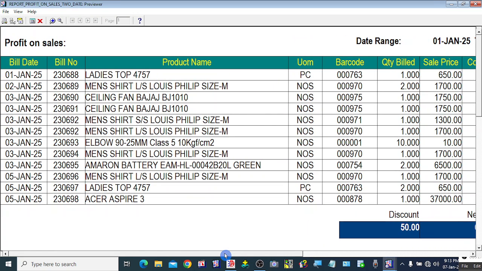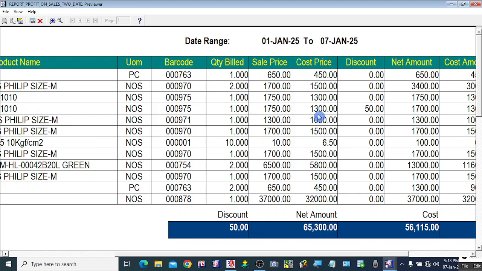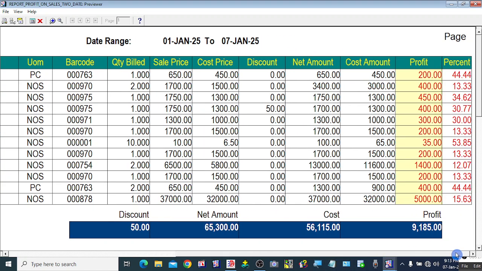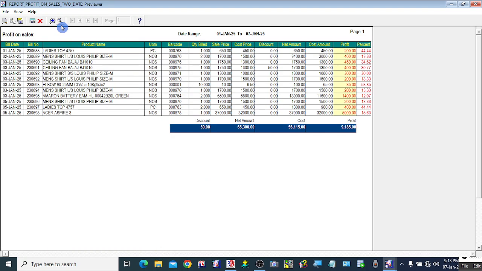The product number, bill number, quantity we have sold, what is the sale price, what is the cost price, how much profit we have earned against each bill and each product, that we can see in this report. At the same time, what is the profit percentage, and down below we can see the net amount of this sales, how much is the cost price, and how much profit we have generated. At the same time, how much discount we have given. All such information we can see with the help of this profit on sales report.